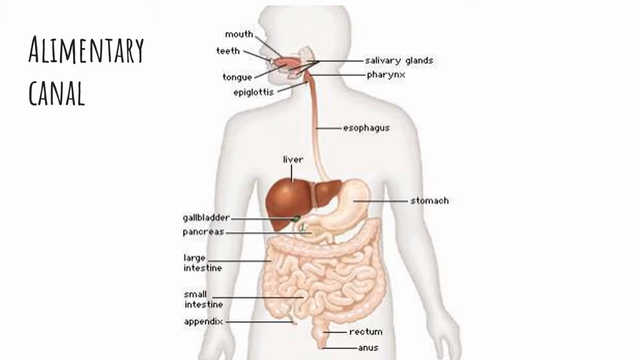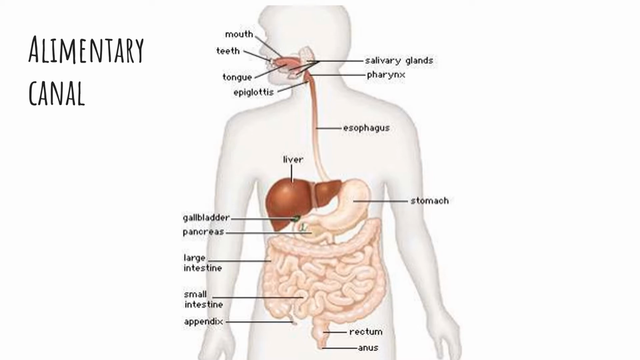From the esophagus, food will travel into the stomach. From the stomach, food will travel into the small intestines. And from the small intestines, food will travel into the large intestine, which wraps around the small intestine. And then eventually, any waste material will pass out the rectum and the anus.